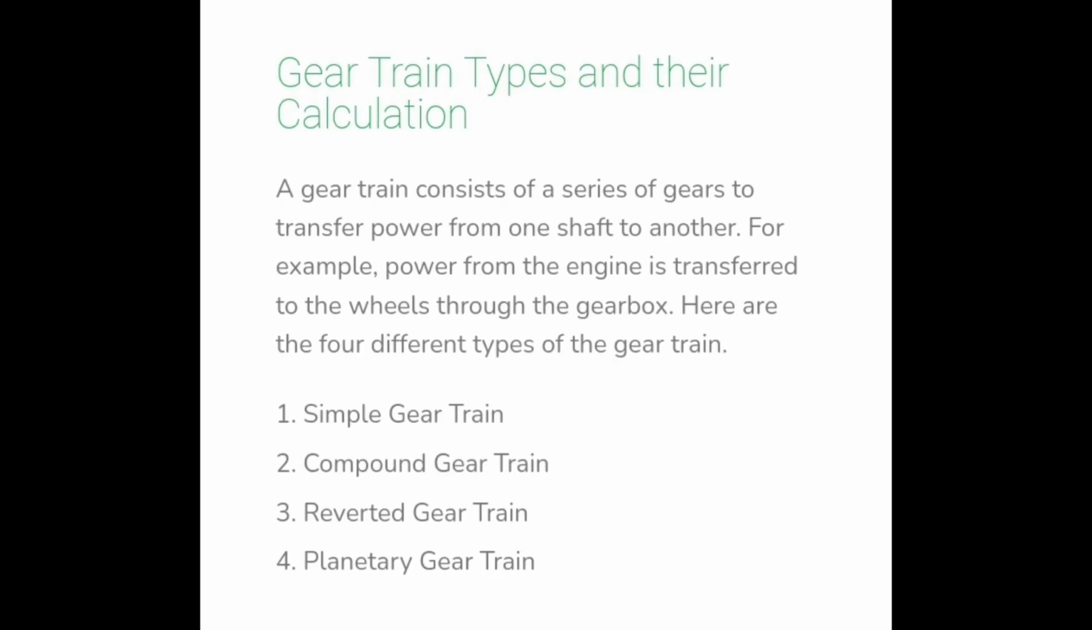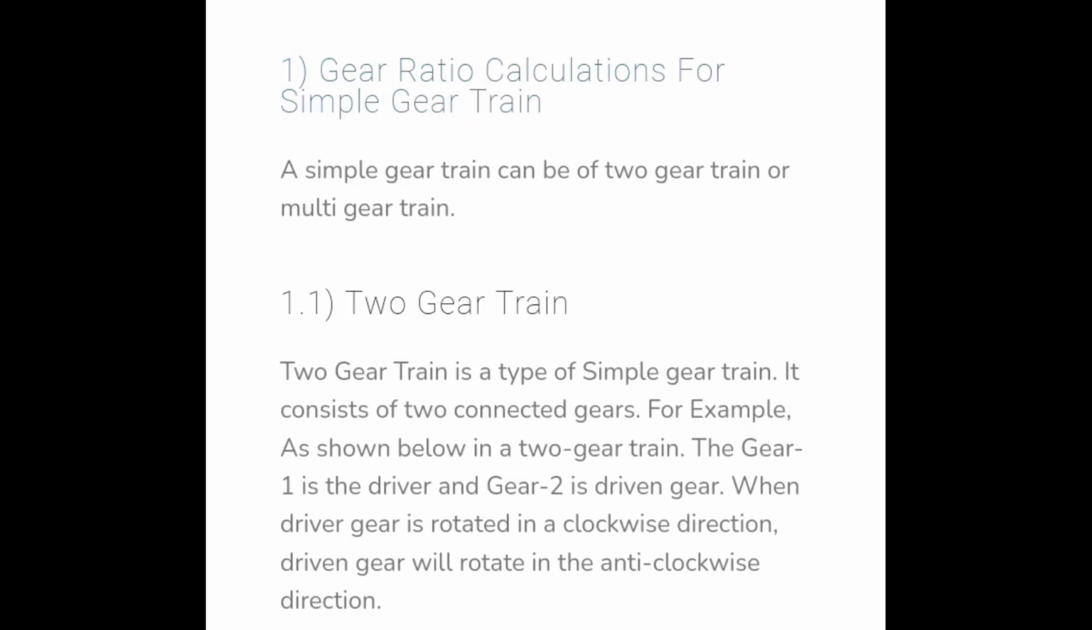Gear train types and their calculation. There are 4 gear train types: simple gear train, compound gear train, reverted gear train, and planetary gear train. I mention here all 4 points. Let me discuss them one by one. First is gear ratio calculation for a simple gear train. A simple gear train can be a 2 gear train or a multi-gear train. A 2 gear train is a type of simple gear train.